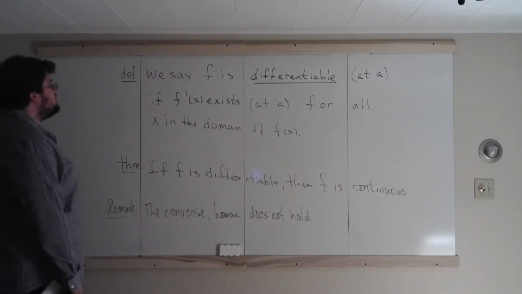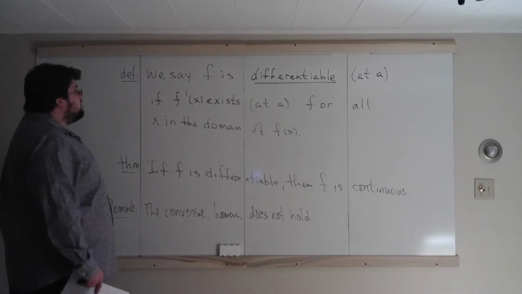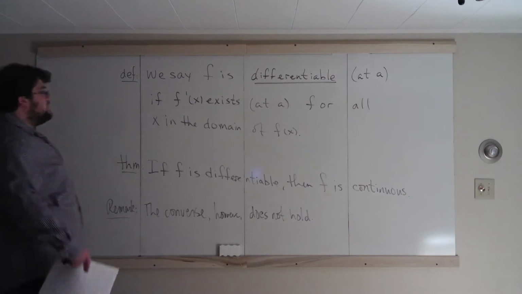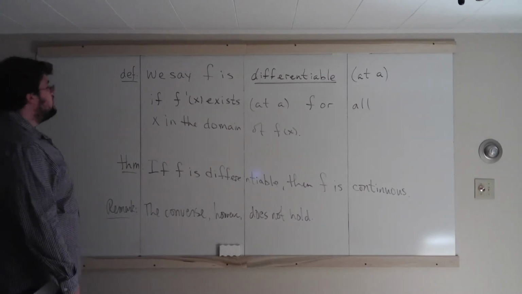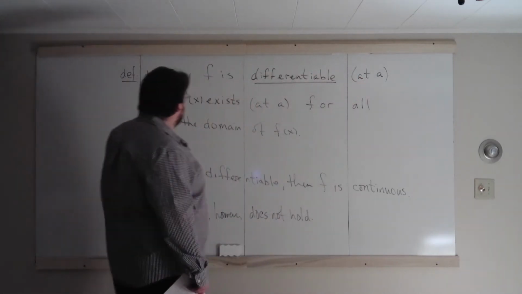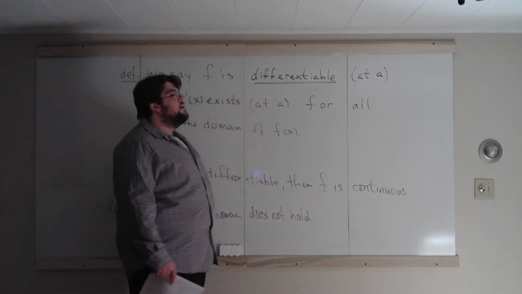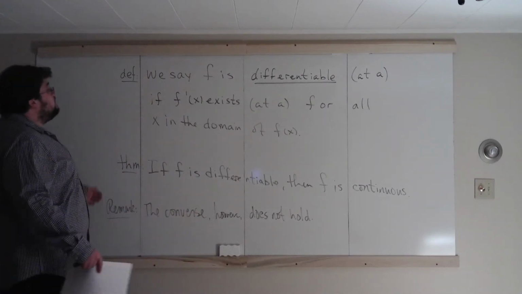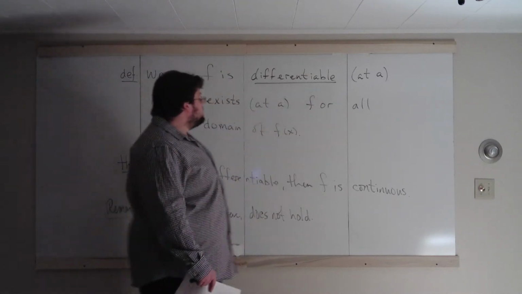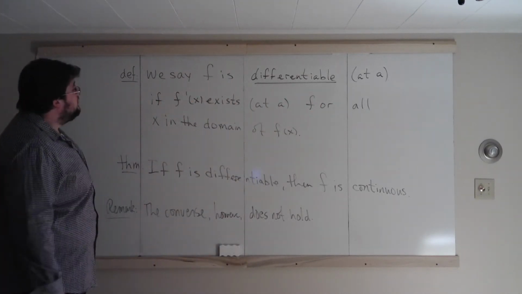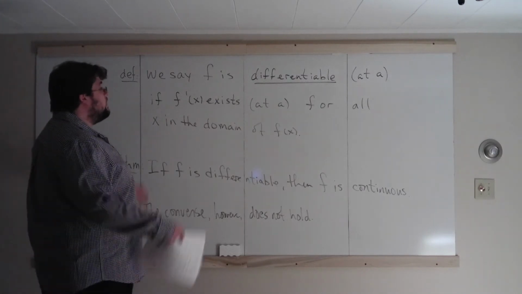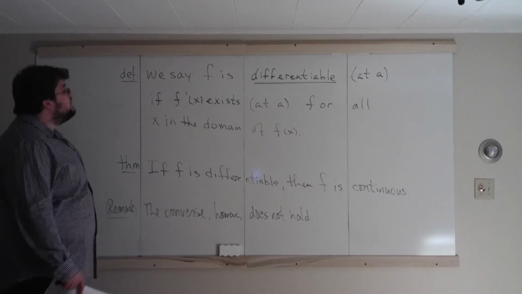We say a function is differentiable at a point if f prime exists at a point. Now this definition is written to actually define differentiable in two ways. The one way, we say f is differentiable at a point a if f prime exists at a point a. And the other way we read this is we say f is differentiable if f prime exists for all x in the domain of f of x. So it can be read one way with parentheses, it can be read another way if you ignore the parentheses.